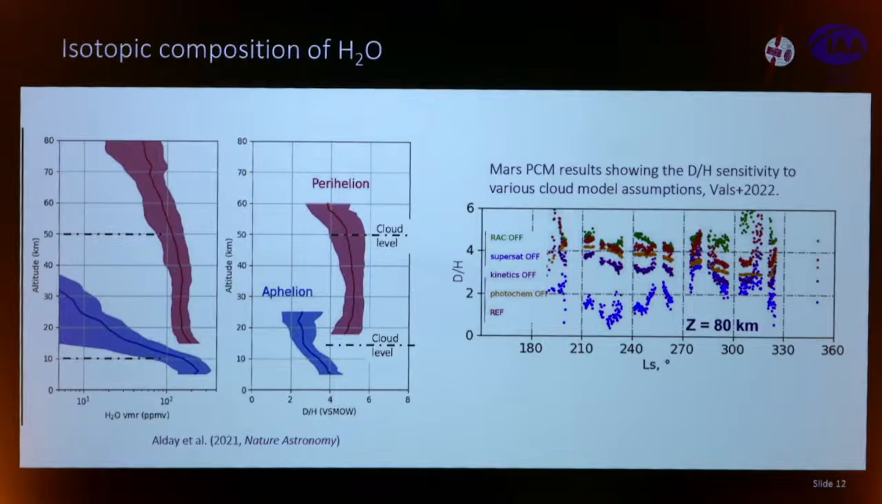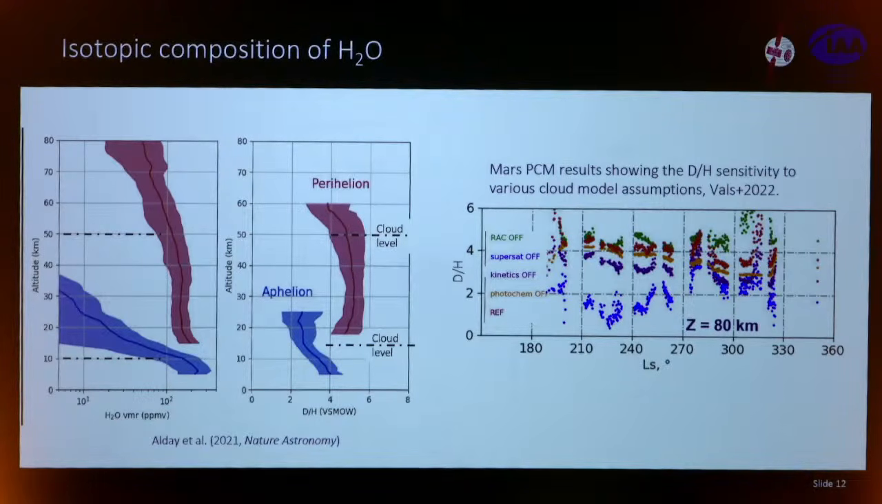So we have these two situations basically, where aphelion and perihelion are the two main seasons worth studying. And you see that the water vapor is actually declining at much higher altitude during perihelion. That's expected, based on the fact that the climate of Mars at this time is much warmer, much more intense in transport as well.